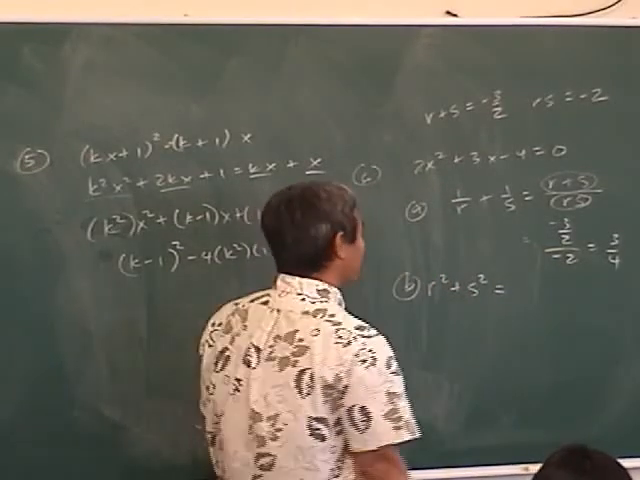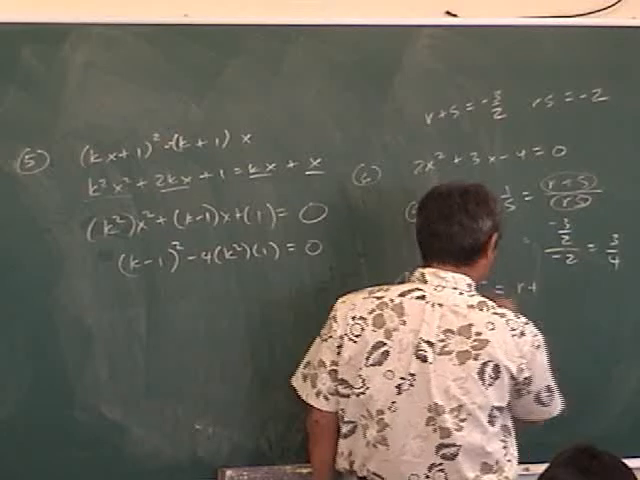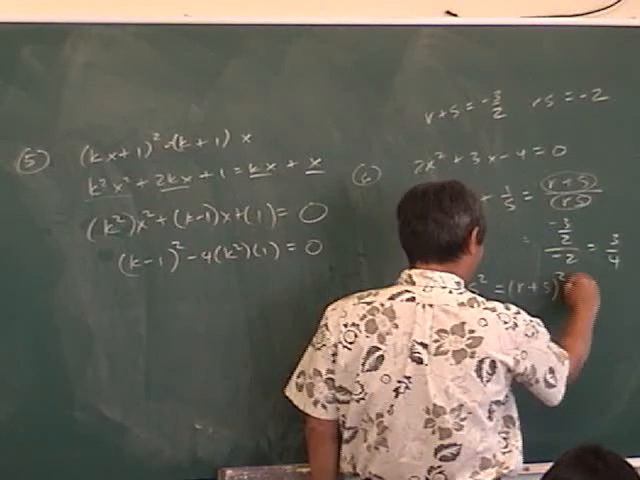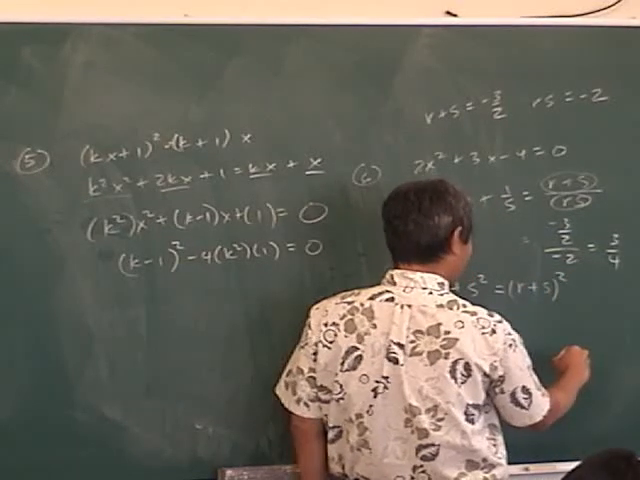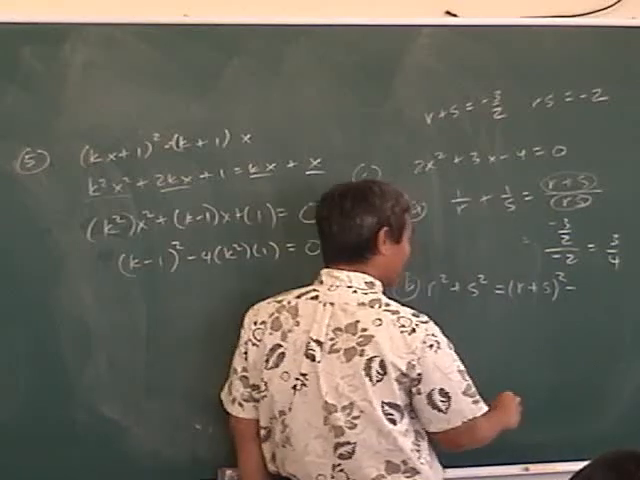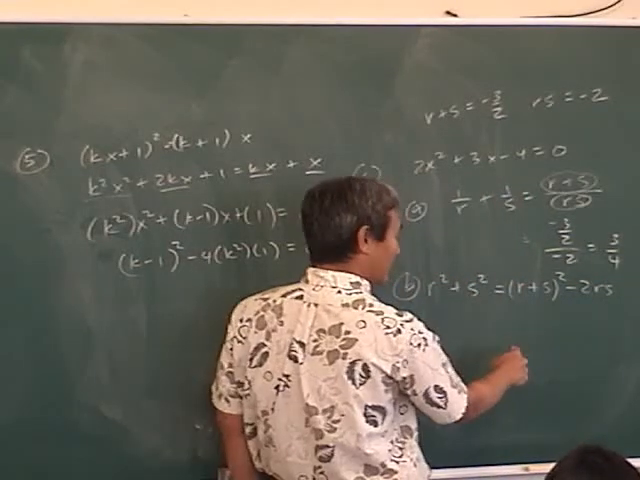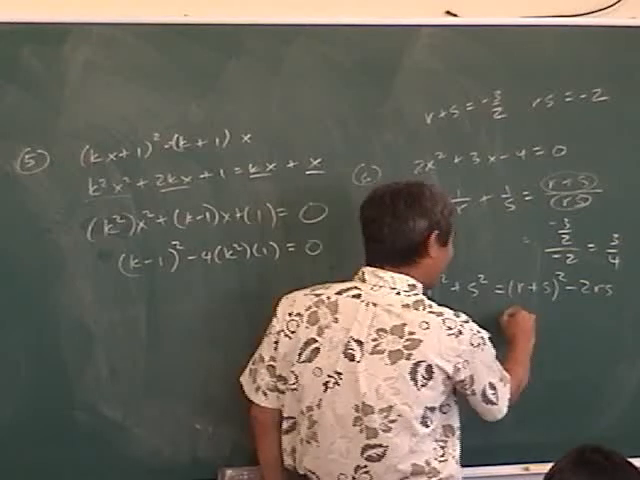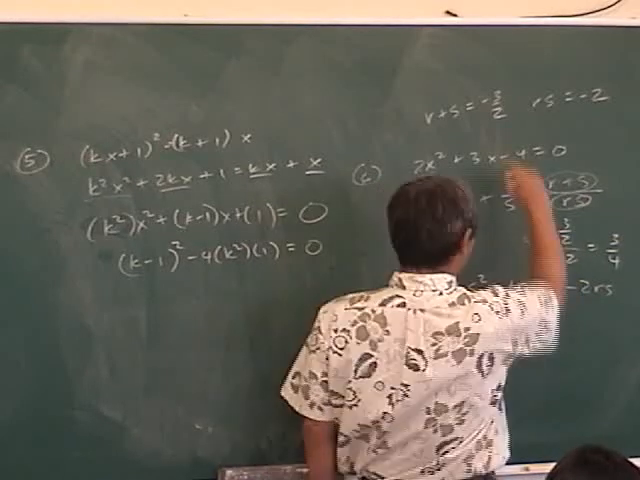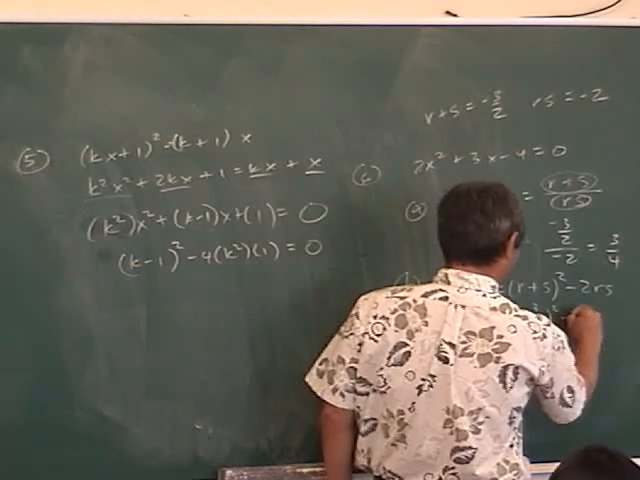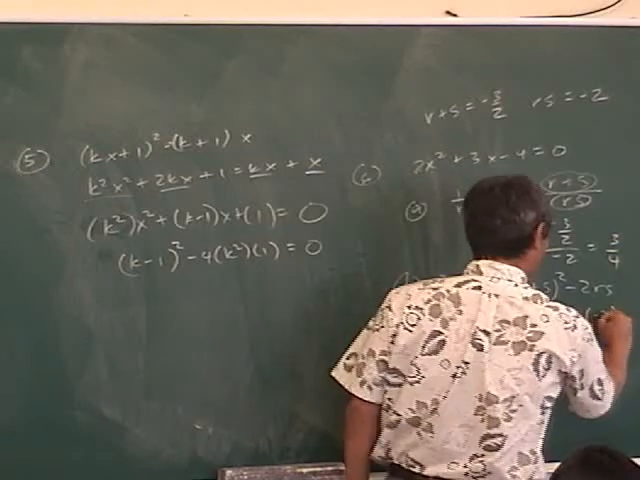Okay, we only got 5 minutes left. I'm just going to tell you. Isn't this the same thing as R plus S squared minus 2RS, right? Would you agree? Now, why do you write it like that? That's because we know R plus S is negative 3/2. And we know R times S is negative 2. Boom, there's your answer.